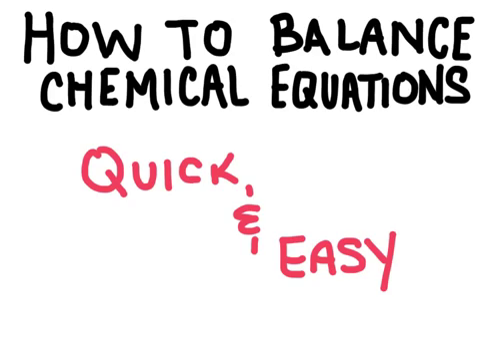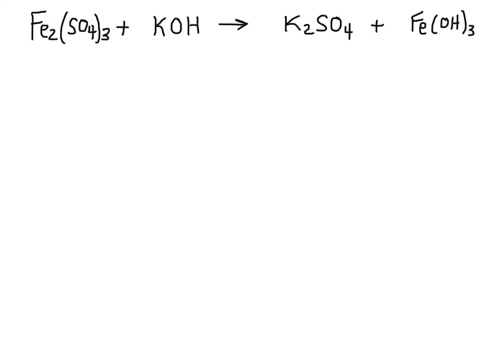In this video we're going to talk about how to balance chemical equations. This is a quick and easy method that will work for any chemical equation. So here's the equation we're going to work with. The first thing I'm going to do is draw a line that divides the reactant side of the equation from the product side of the equation. So I'm just going to put a line right down the middle.